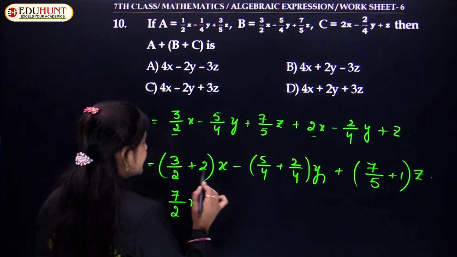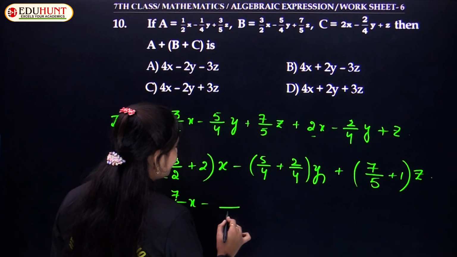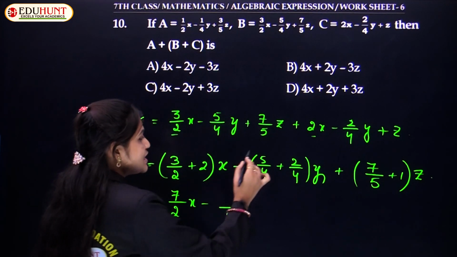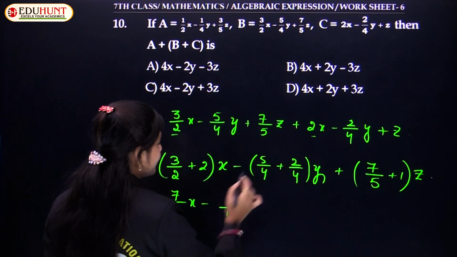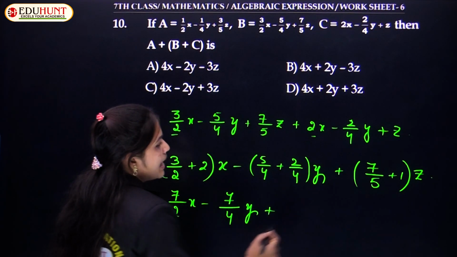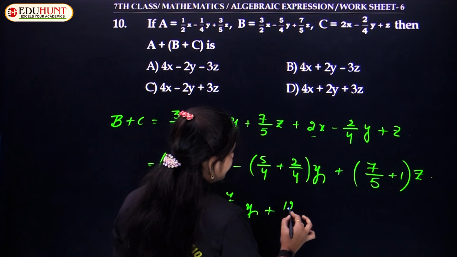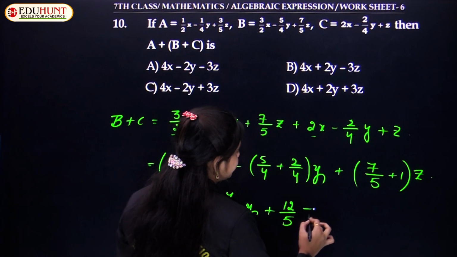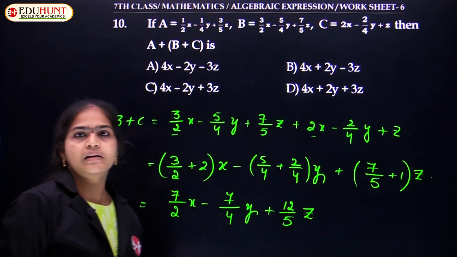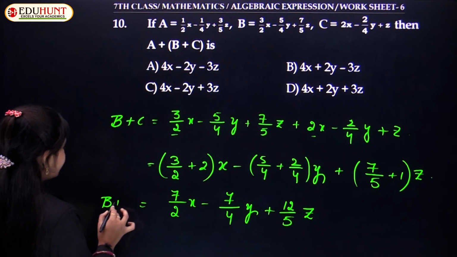Yes. Minus of 5 by 4 plus 2 by 4. Again we get 4 only, no change in the denominator; we just have to add the numerators. So 5 plus 2 is 7, so 7 by 4 y. Plus, here 5 ones are 5, 5 plus 7 is 12, so 12 by 5 z. Clear? Yes. Now this is the value of b plus c.